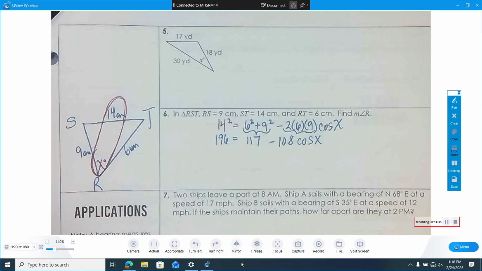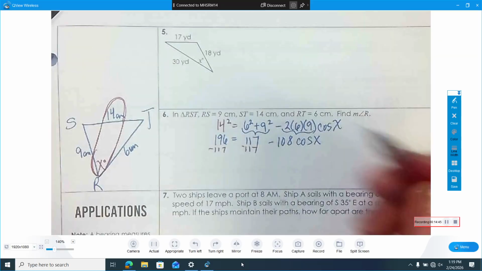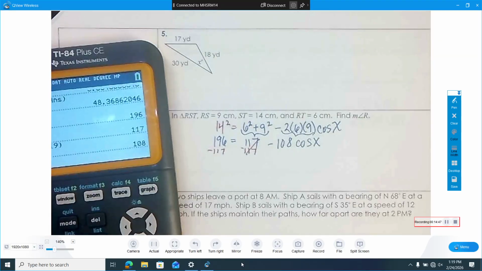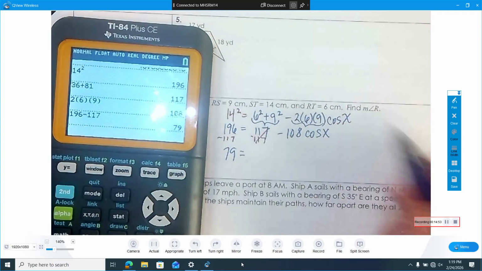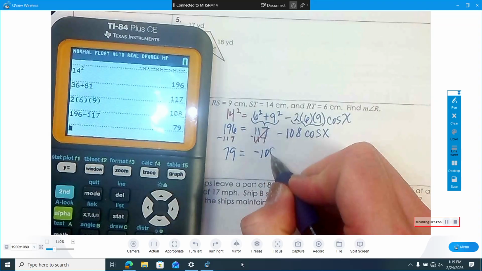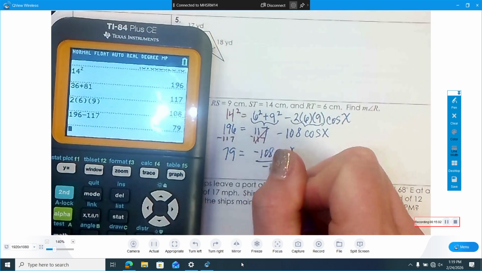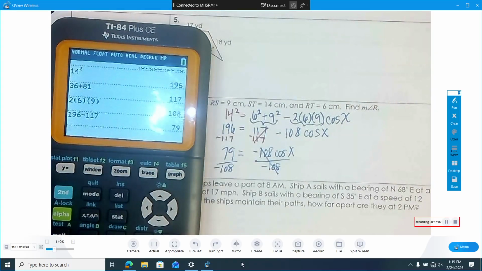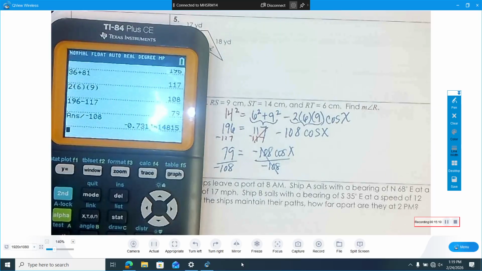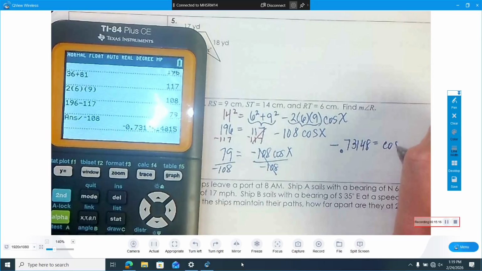What do we do next? Subtract 117. So 196 minus 117 is 79 equals negative 108 times the cosine of x. Those go away, so I'm going to divide by negative 108. So I get negative 0.73148 is equal to cosine of x.